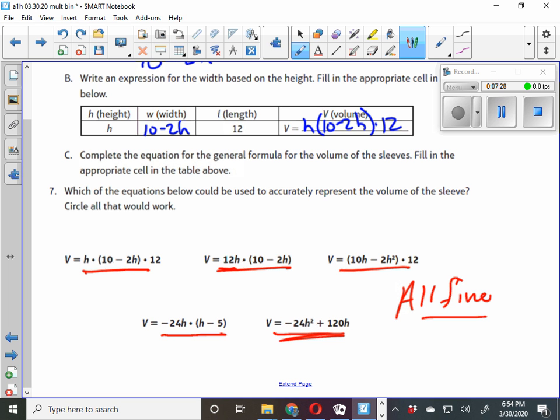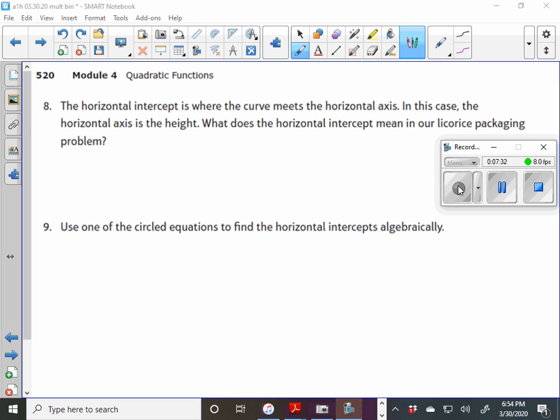Our solutions. All 5 are the same equation. Okay, for problem number 8, they're asking us the question: the horizontal intercepts is where the curve meets the horizontal axis. In other words, we did something like this, didn't we? And it hit here and it hit here. In this case, the horizontal axis is your height. What does the horizontal intercept mean in our licorice packaging problem?